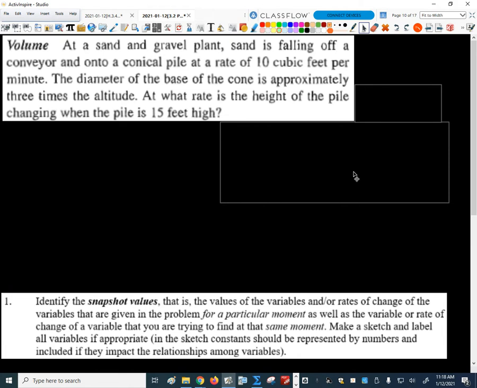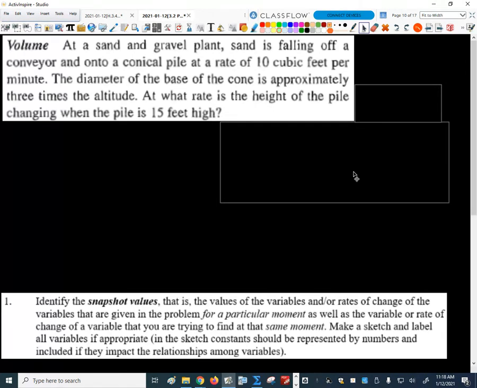So at a sand and gravel plant, sand is falling off a conveyor and onto a conical pile at a rate of 10 cubic feet per minute. It tells us that the diameter of the base of the cone is approximately 3 times the altitude, or the height. At what rate is the height of the pile, the altitude, changing when the pile is 15 feet high?